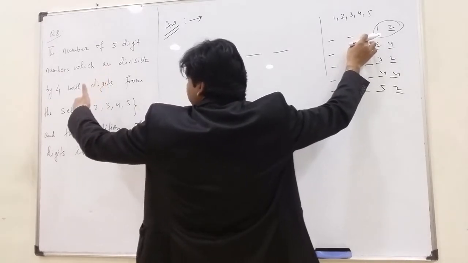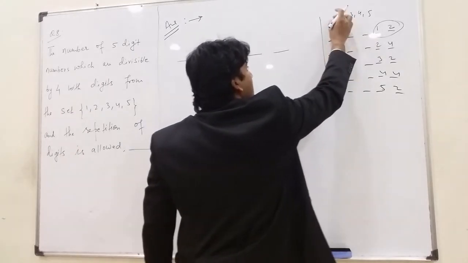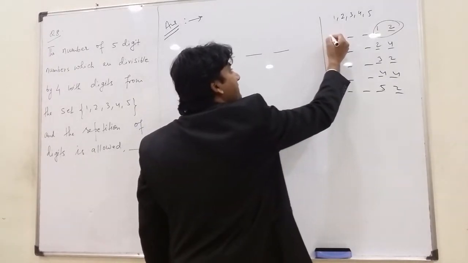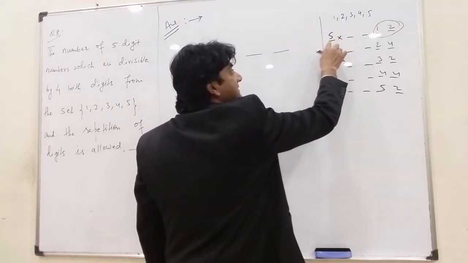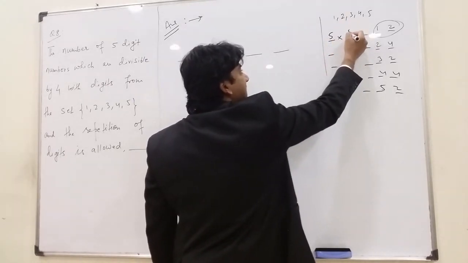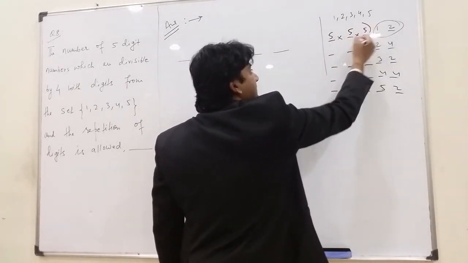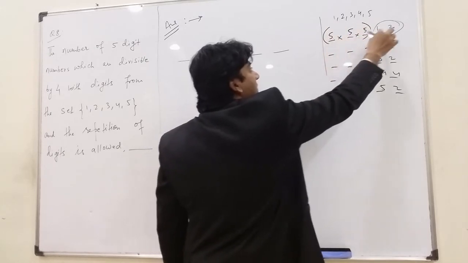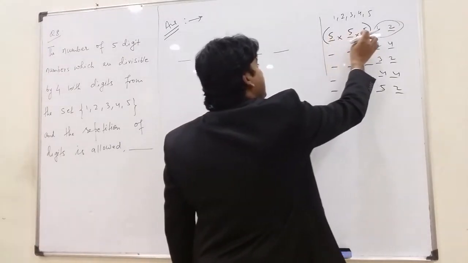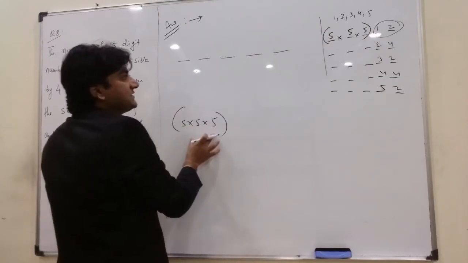Repetition of digits is allowed. So this place can be filled by any one of 1, 2, 3, 4, 5, that is 5 ways. Similarly, since digits can repeat, this can also be filled in 5 ways, and this one also in 5 ways. So 5 times 5 times 5, and 1 and 2, that is 12, is fixed. So this is the first case.